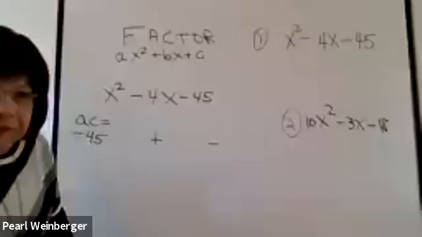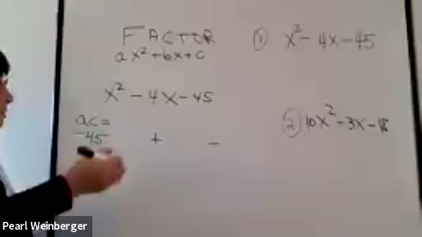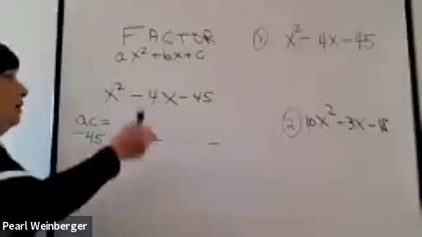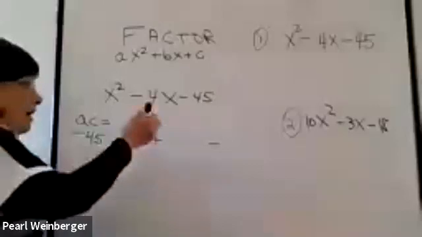I use negative 9 and positive 5. Anybody come up with something else? Negative 9 and positive 5. Okay, it's 9 and 5 because they subtract to 4. And since this is negative, we're going to put the 9 with the negative and the 5 with the positive. Very good. And we're going to put the x's next to it, and we're just going to bring down this x squared and this 45.